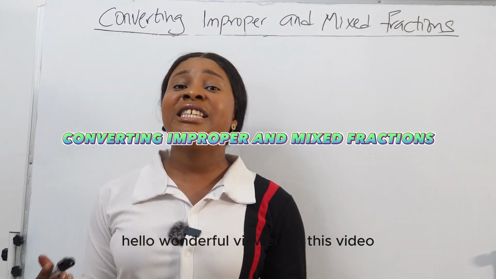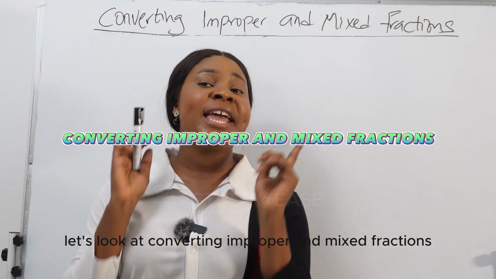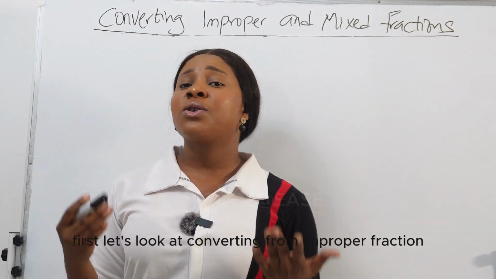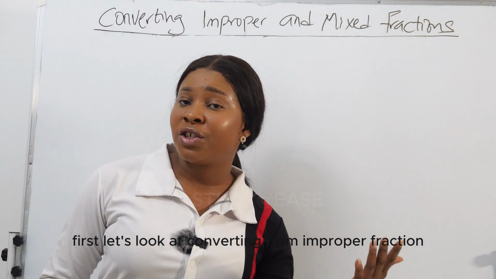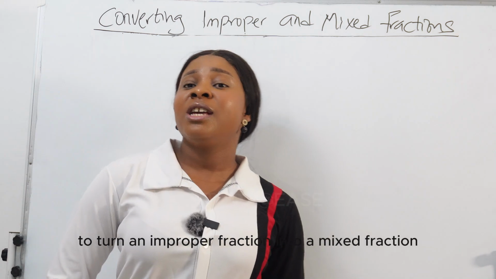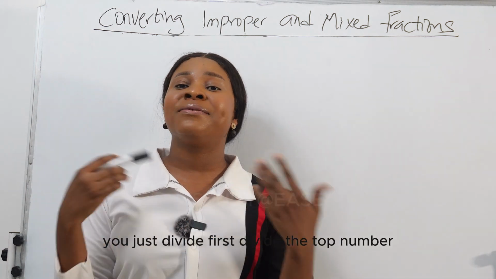Wonderful viewers. In this video, let's look at converting improper and mixed fractions. First, let's look at converting from improper fraction to mixed fraction. To turn an improper fraction into a mixed fraction, you just divide.